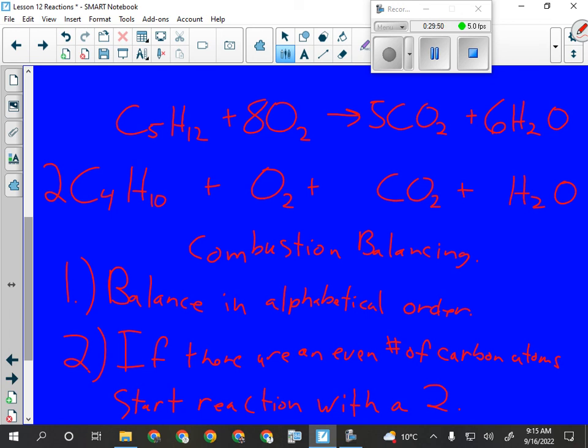2 times 4 is 8. All right. So now I go here. Whoops, that's supposed to be an arrow. Okay, I put an 8 there. Now my carbons are balanced.